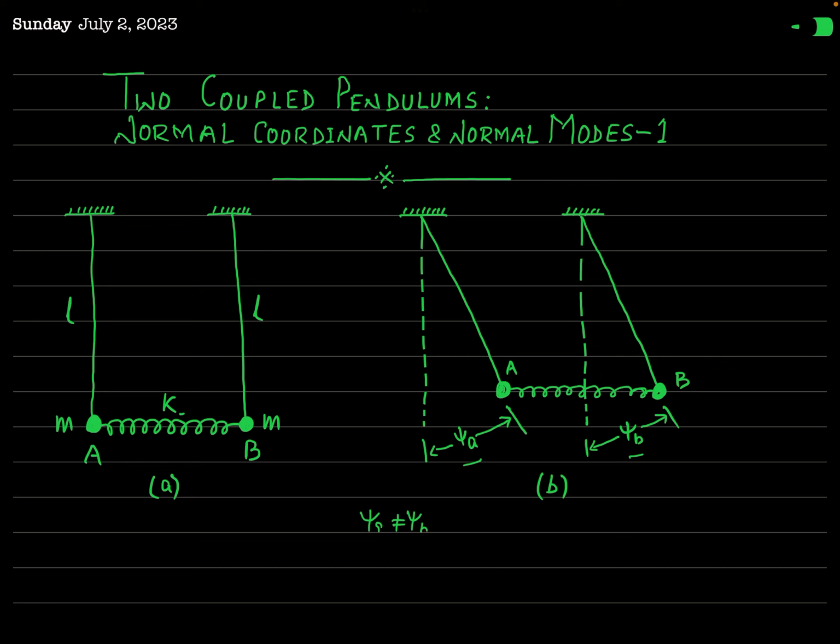Although at the end of this lecture we will see what will happen when psi A is equal to psi B, to develop a theory, first of all we are going to assume that the displacements of the 2 pendulums are not equal, but different. When the 2 pendulums are displaced from their equilibrium position and released, they will oscillate about their equilibrium position.